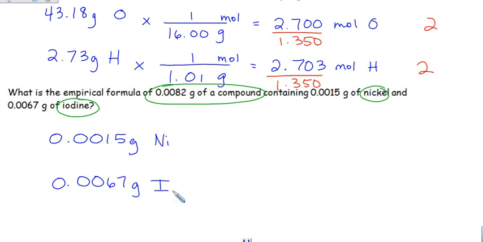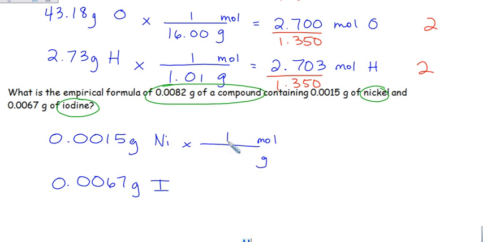Those are tiny numbers. Jeez. I can work with it. I want to switch grams to moles. Okay, so we'll set up our proportions. We'll cancel grams, put them in moles.